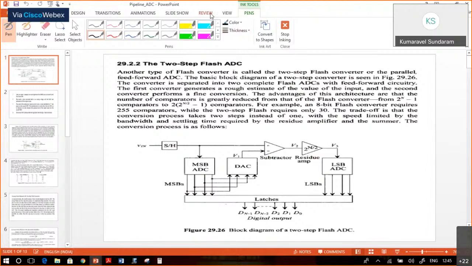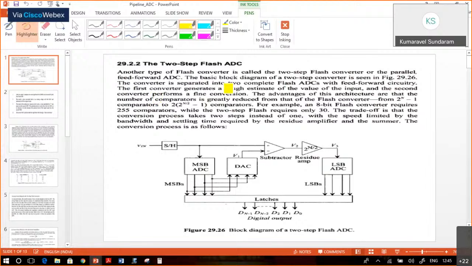So what is the advantage? Here you can see the type of flash is a two-step flash converter, or the parallel feed-forward. The converter is separated into two complete flash ADCs. Again, it's going to be flash only: this LSB ADC and the MSB ADC. Again, it's going to be the flash ADC only.